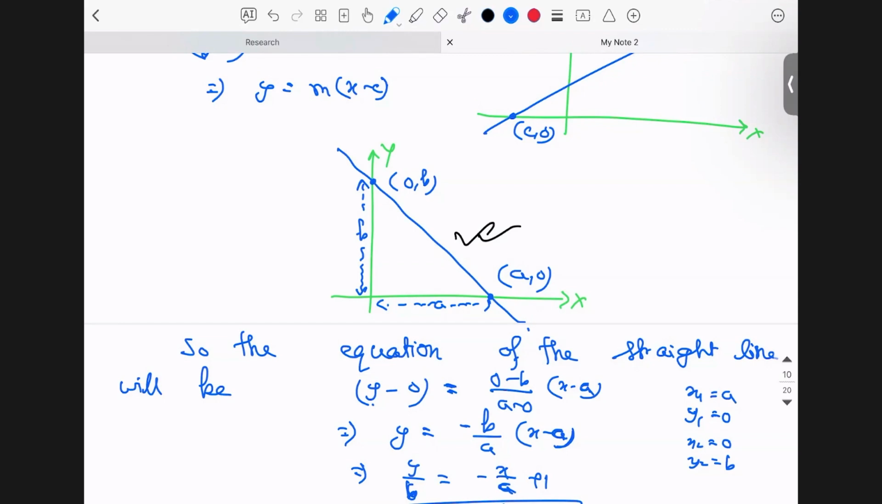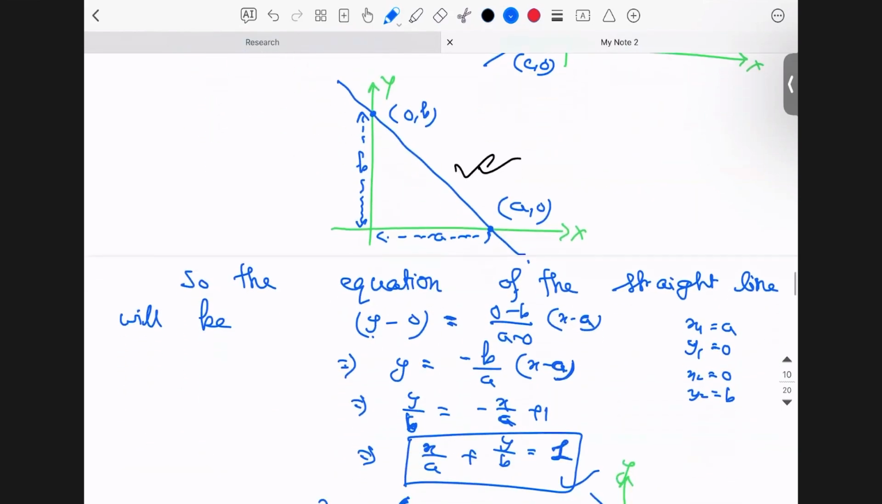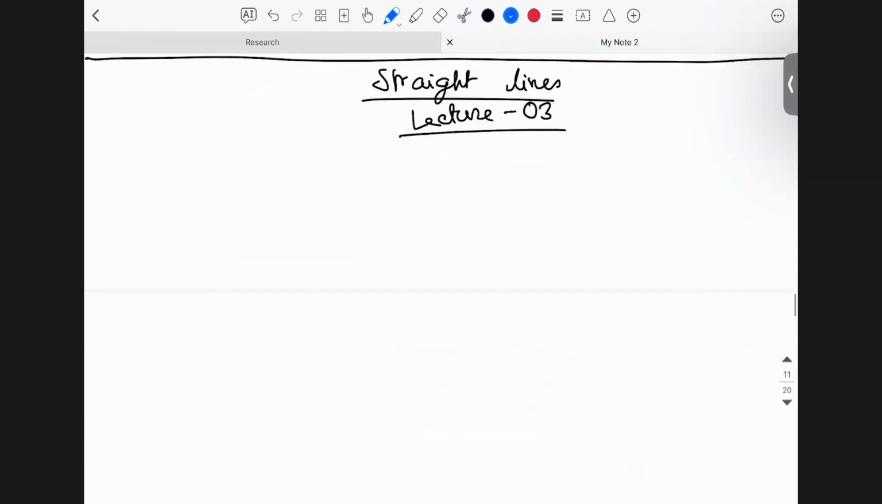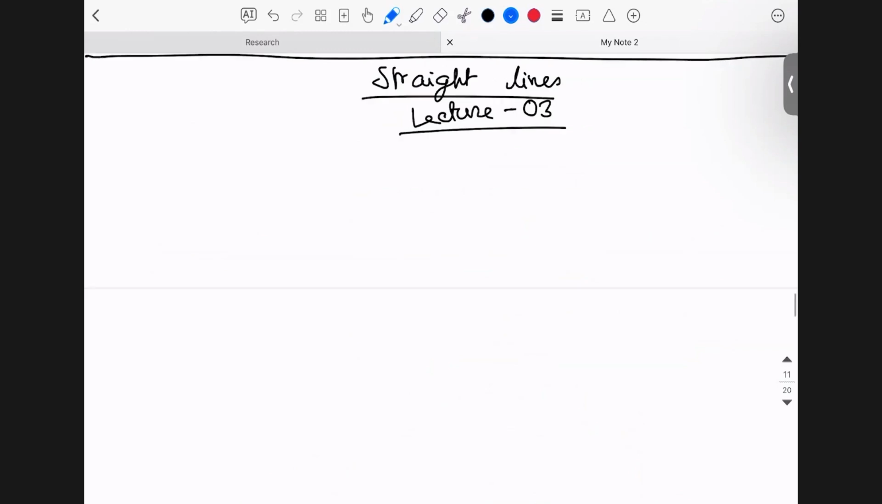So from there, every equation of the straight line can be modified into the form x by a plus y by b equals to 1. That is the intercept form, which you can call an intercept form. So every equation of the straight line can be put into this intercept form. Now, today we will see some examples of these straight lines or the equations of the straight lines and how we can solve this kind of questions. So let us start with the first example.